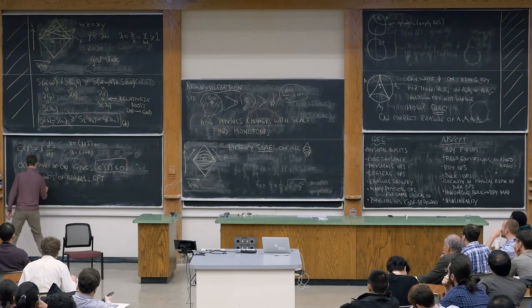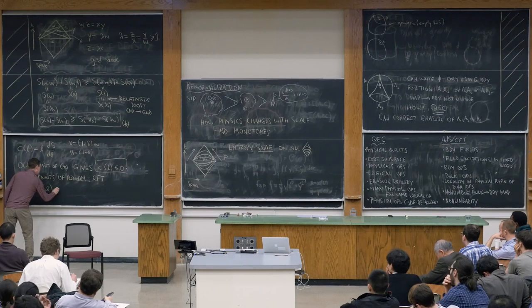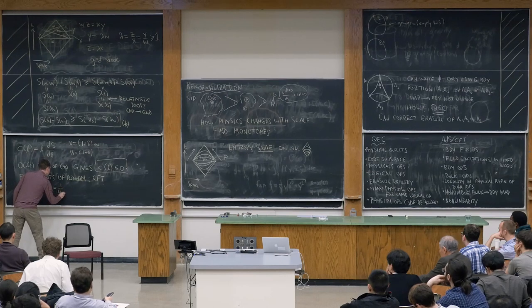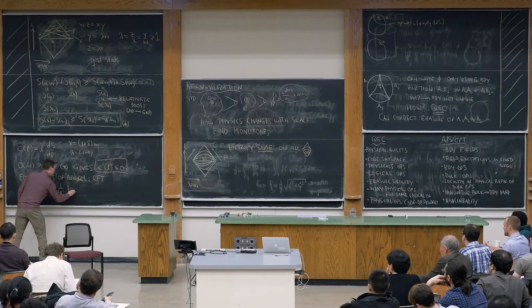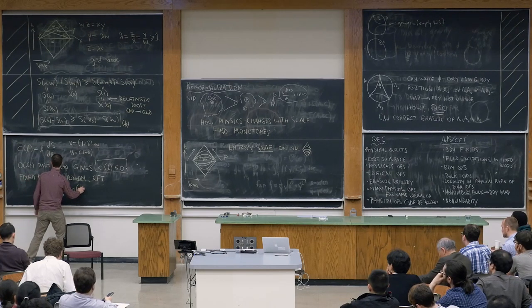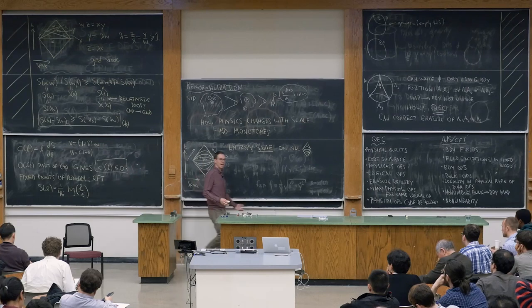And that tells us that the entropy at L should be equal to some constant, 1 over 4 G Newton, times the logarithm of L over epsilon. Right, that's what we actually calculated, right?